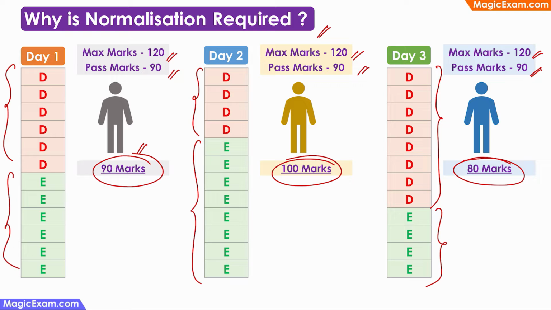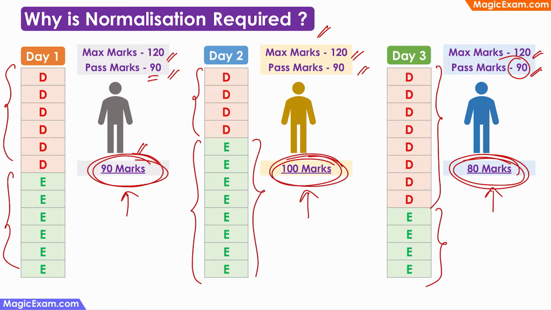Now because the pass marks in this exam is 90, the first person who has taken the exam has passed. The second person also passed, but the third person did not pass because he scored only 80 and the passing marks are 90. Now, is this a correct picture of the capability of these candidates? Because if we assume that all 3 candidates are of equal caliber and they put in the same effort in preparing for the exam, then the first person scored 90, which might be correct. The second person scored 100 only because probably the paper was easy. Right?